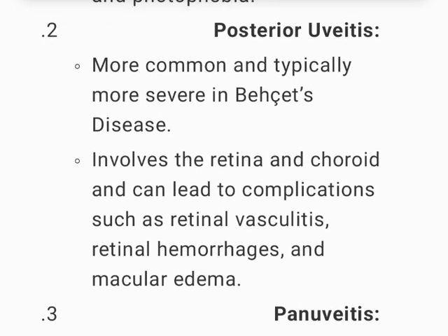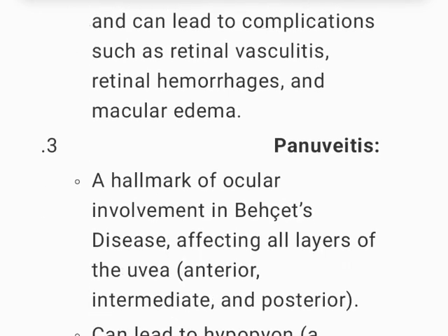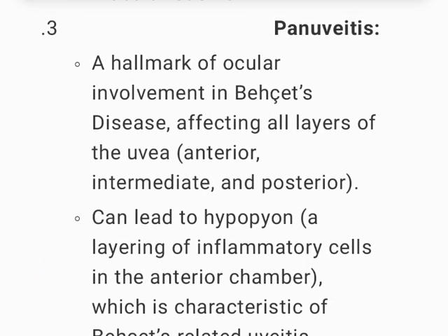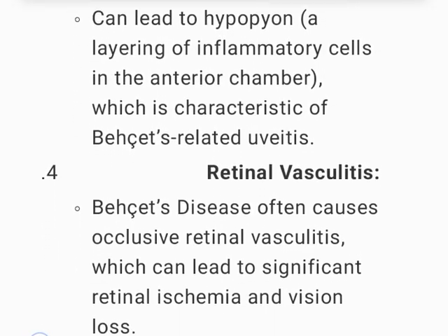2. Posterior uveitis, more common and typically more severe in Behçet's disease, involves the retina and choroid and can lead to complications such as retinal vasculitis, retinal hemorrhages, and macular edema. 3. Panuveitis, a hallmark of ocular involvement in Behçet's disease, affecting all layers of the uvea, anterior, intermediate, and posterior. Can lead to hypopyon, a layering of inflammatory cells in the anterior chamber, which is characteristic of Behçet's related uveitis.